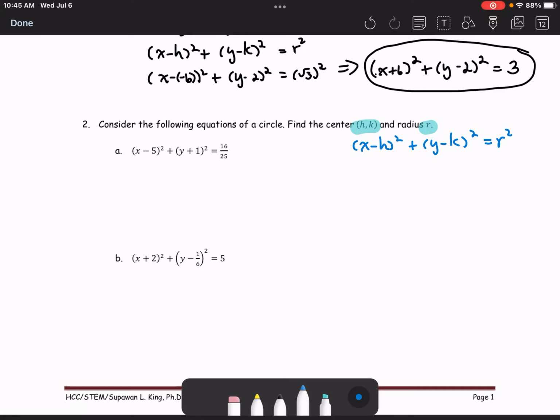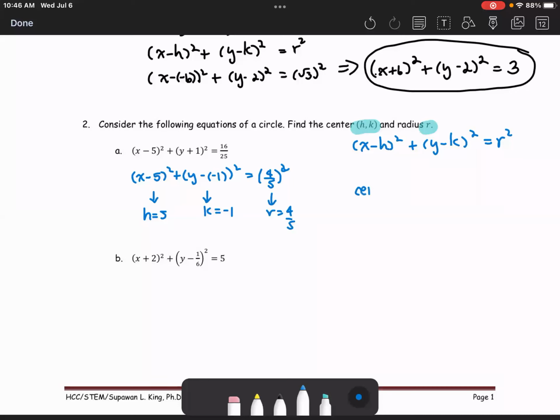For part A, x minus 5 squared is already in the form of x minus the number squared. The second term, y plus 1 squared, we can write as y minus the number -1 squared, equals the number on the right-hand side, which we see as the square of the number 4/5. So right now we have the standard form, and then we're going to pull out the numbers for h, k, and r. In this case, we have h equals 5, k equals -1, and r equals 4/5.